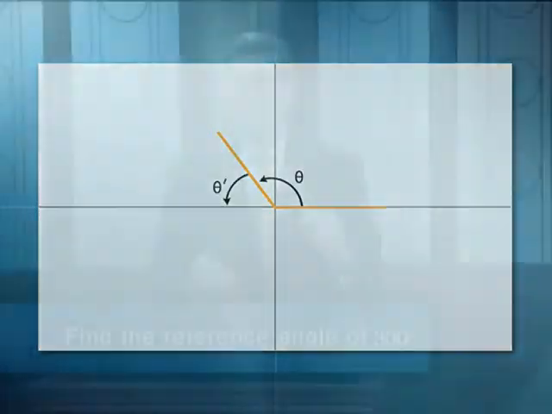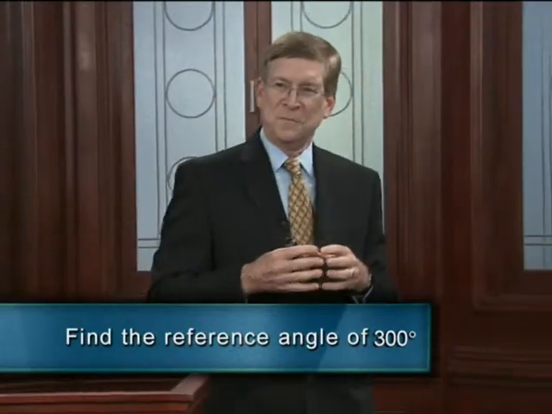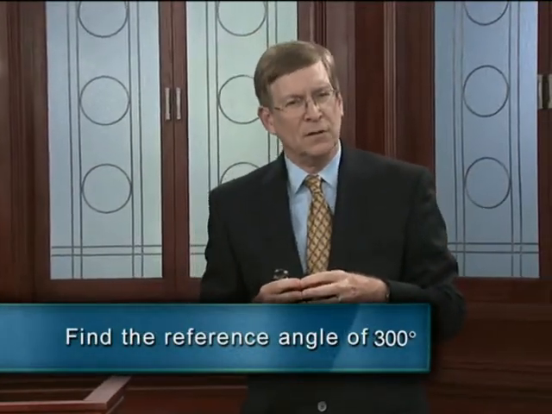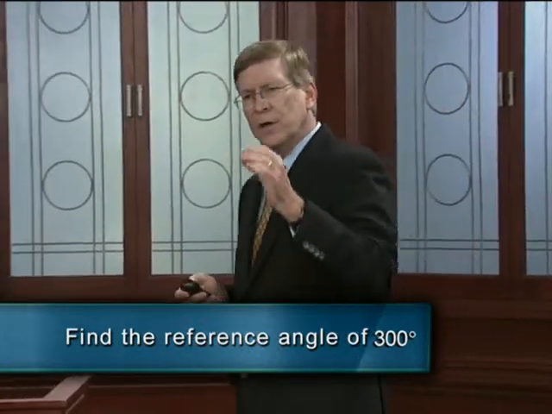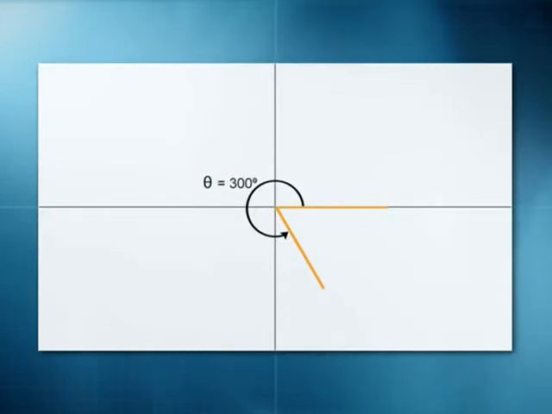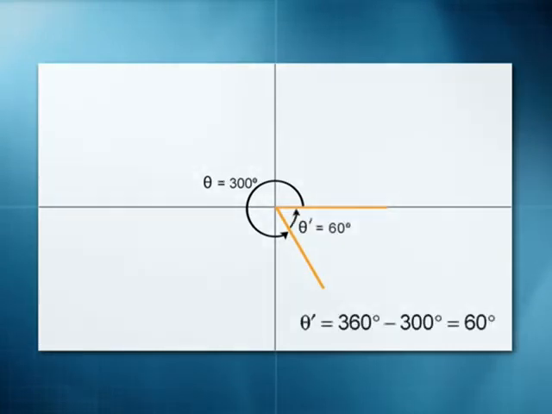Let's do some examples of this. 300 degrees. What's its reference angle? What's its corresponding acute angle? Well, here's a picture. There's 300 degrees. It's all the way around to the fourth quadrant. And if you add 60 degrees to it, you get 360 degrees, and you make a complete circle. So the corresponding acute angle would be 60 degrees here. Okay, that's the angle it makes with the x-axis.